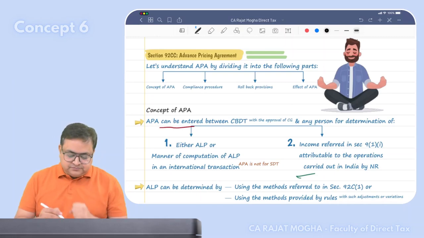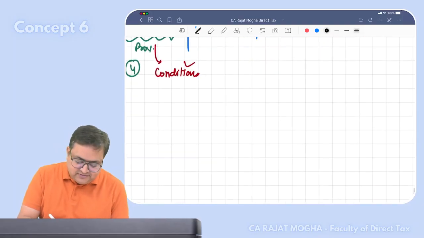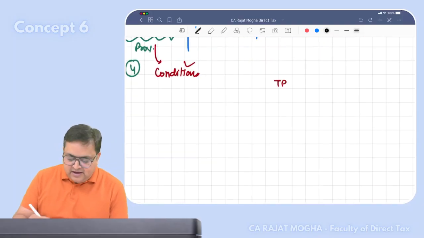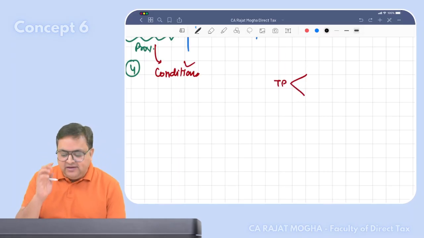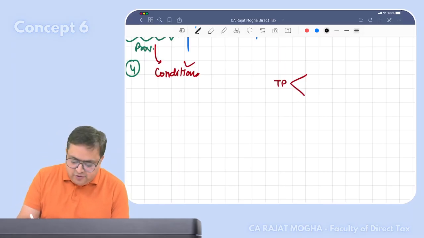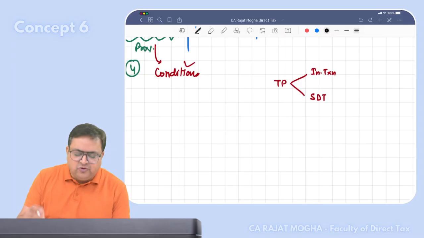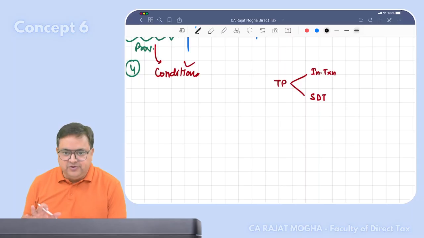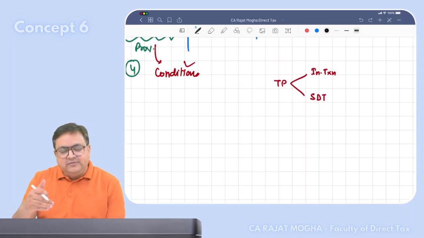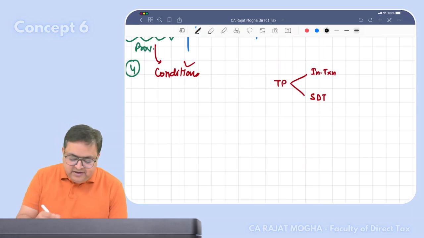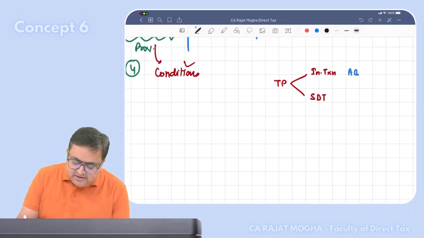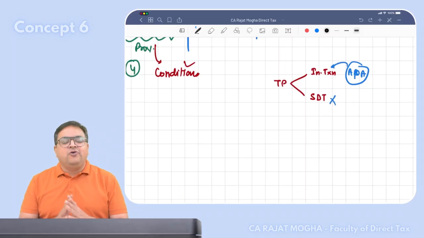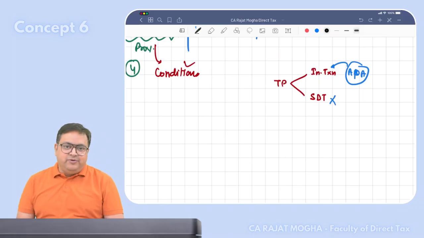See, please tell me, guys, transfer pricing provisions are applicable on what? Section 92 was saying that transfer pricing provisions are applicable on international transactions as well as specified domestic transactions. Although we have not yet discussed it, it's a very, very small topic, just a 5 to 10 minute topic. Specified domestic transaction, we'll be discussing today. So transfer pricing provisions are applicable on these two, right? But guys, APA is only for international transactions. APA is not for specified domestic transactions.